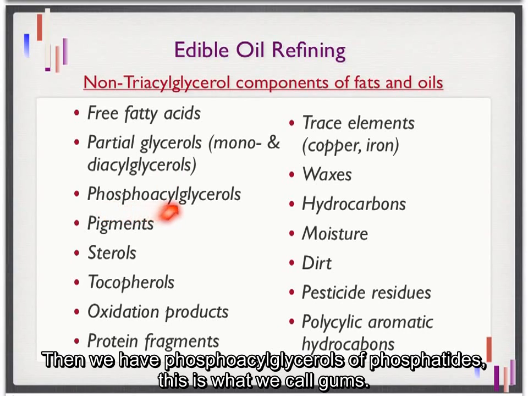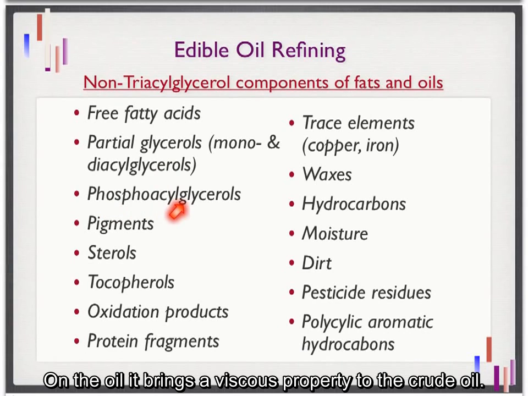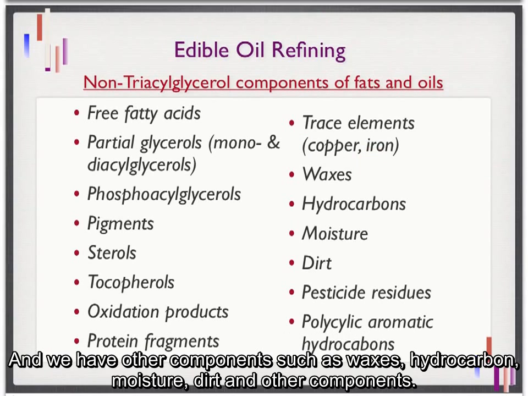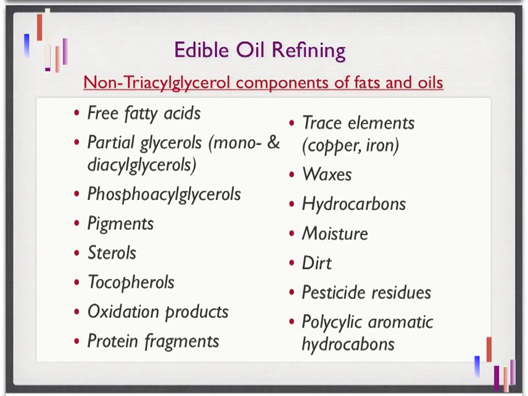Then we have phosphoacylglycerol or phosphatides. These are what we call gums in the oil, which give a viscous property to the crude oil. And other components such as pigment, sterol, tocopherol, oxidation products, protein, and the trace elements. Trace elements such as copper and iron are actually pro-oxidants, which can promote oxidation in the oil. So we need to remove these to avoid oxidation of the oil. And we have other components such as waxes, hydrocarbons, moisture, dirts, and others.